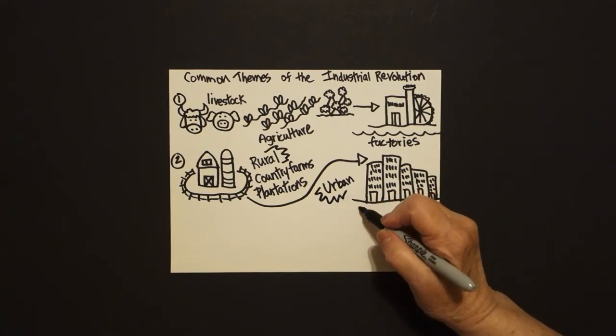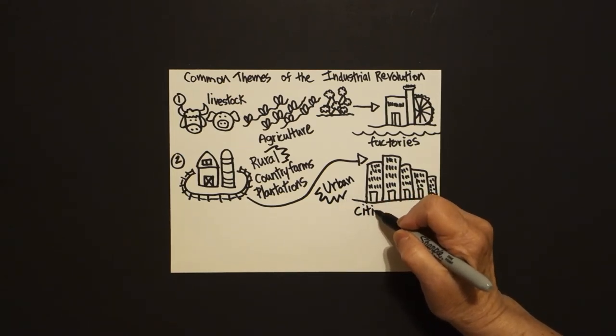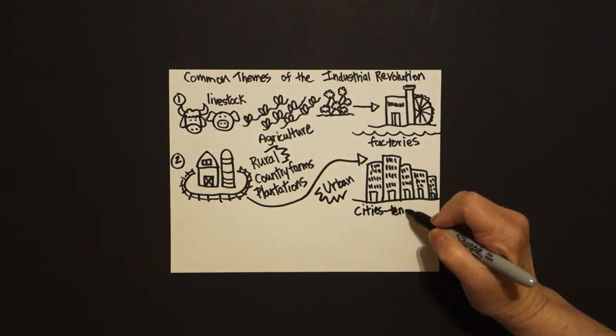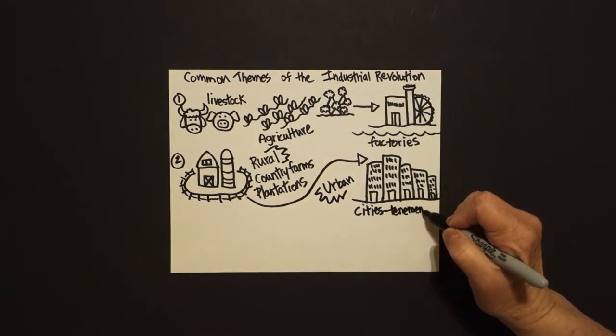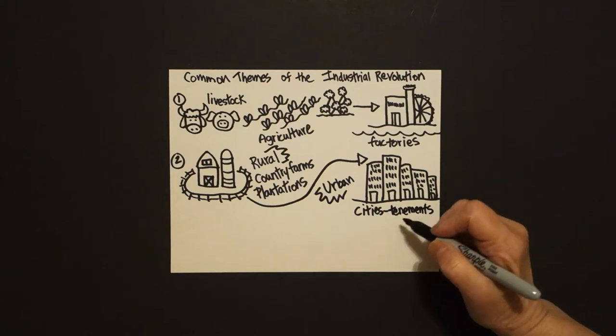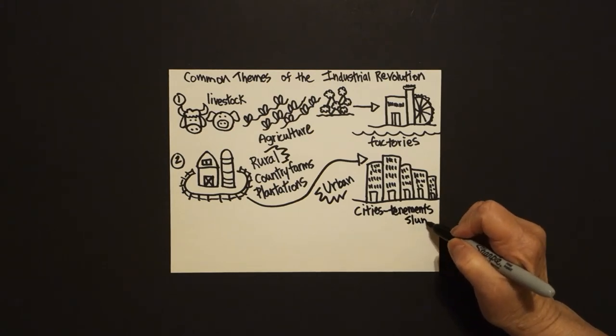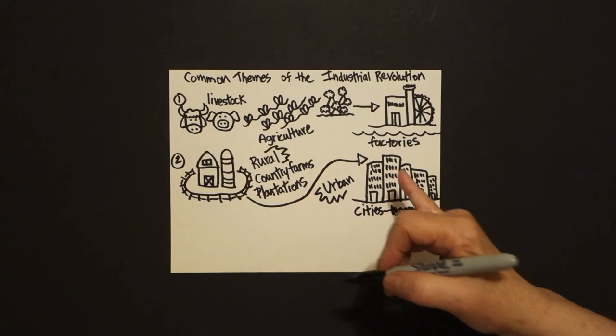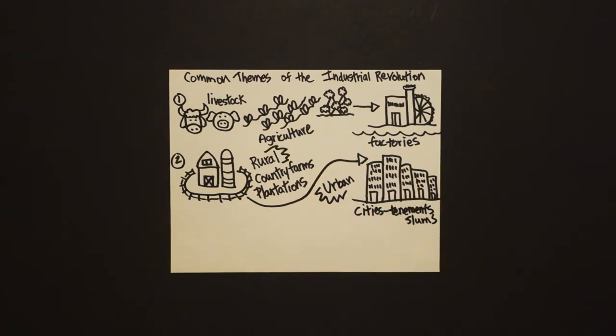In the urban living were cities, tenements. That's when you would crowd five families into one apartment. And slums. Places that were not conducive to healthy living, okay? So a lot of people went from the farms to the cities and had a rude awakening.